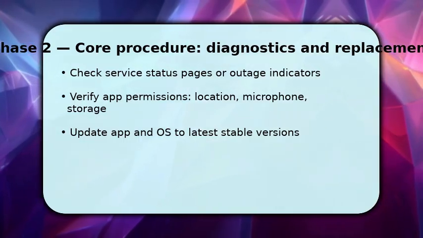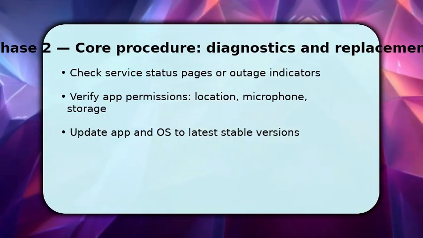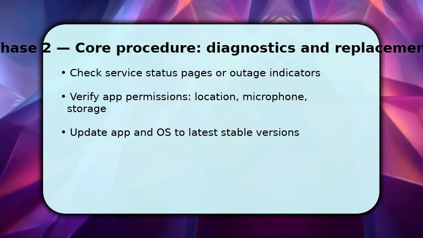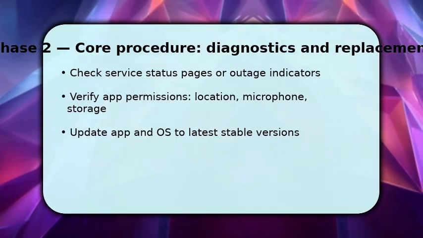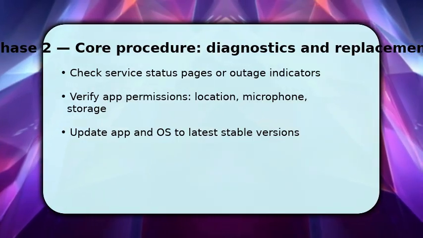Then update the app and your OS to the latest stable builds. Version mismatches cause API errors. If all pass, you've eliminated third-party and client compatibility causes. Finally, perform a clean reinstall and escalate with evidence, since persistent issues need fresh installs or vendor help.